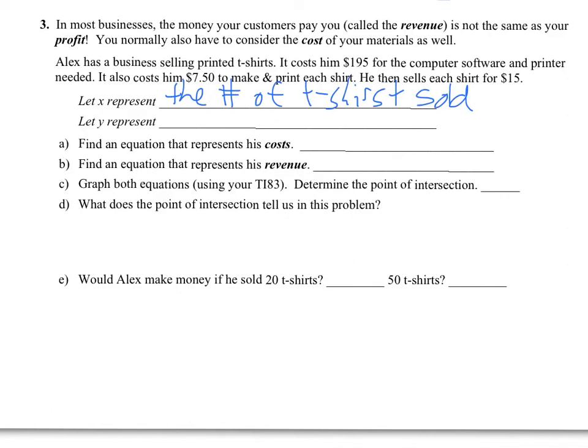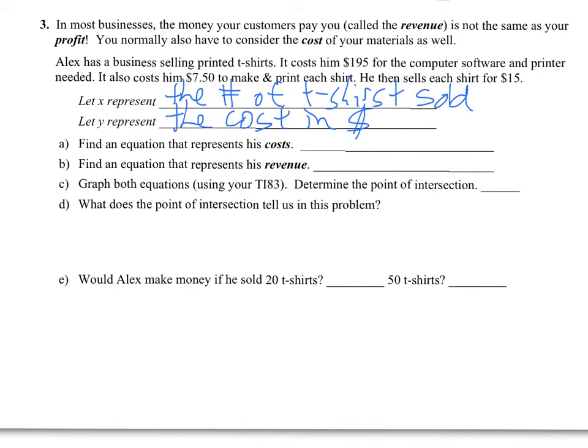So what would Y represent? Cost? Yeah, the cost in dollars, okay? Now, because things are all either a cost to the company or revenue that you come in, you should be able to come up with an equation for each. His cost and his money income.